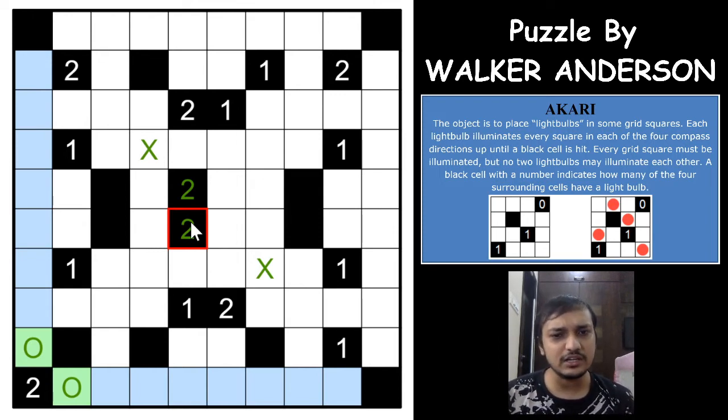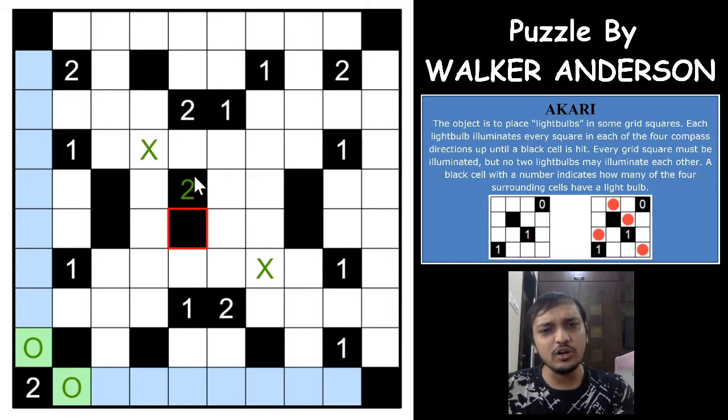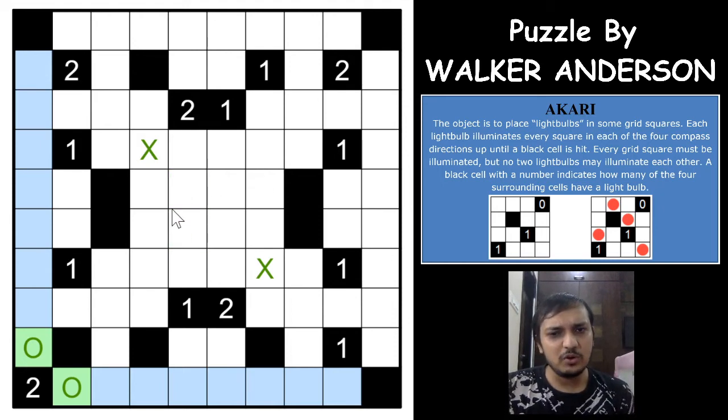You have to see the connection of the clues together and see how you can place the light bulbs. One more trick I would say is, let us assume that you have a 2 here and a 2 here. You don't have anything here. Let us assume that there is just a white cell here.